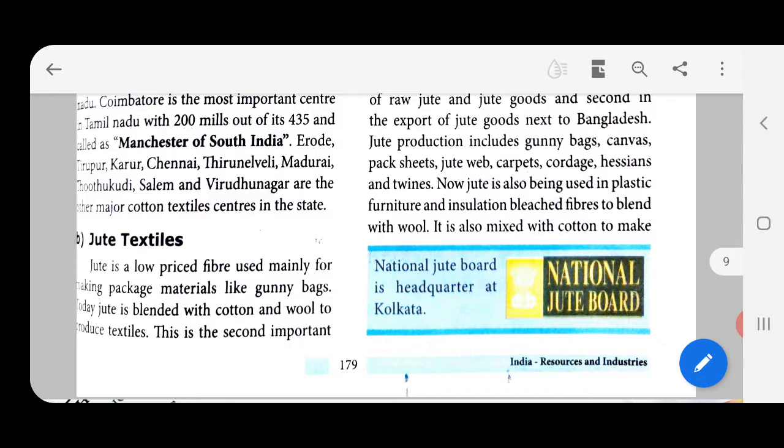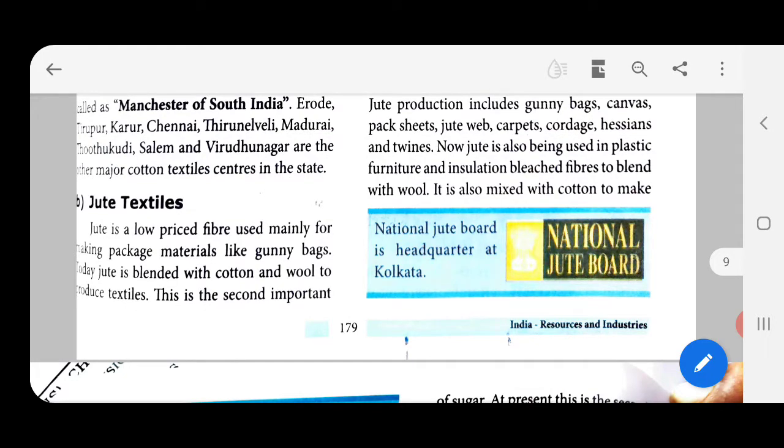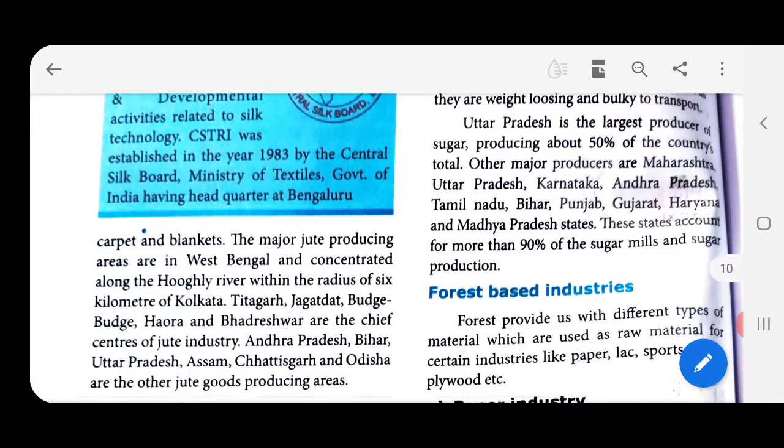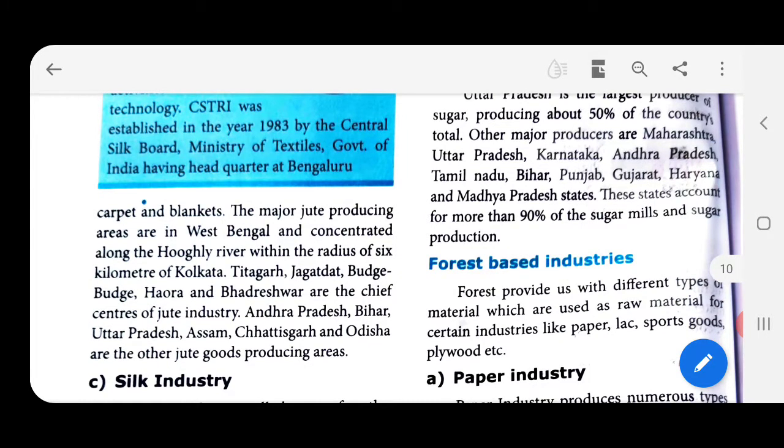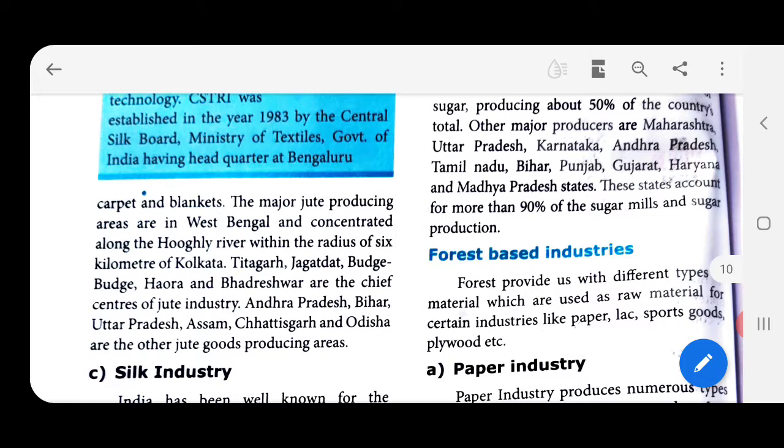Now, jute is also being used in plastic furniture and insulation, and bleached fibers to blend with wool. So, bleach is the coloring that they give. It is also mixed with cotton to make carpet and blankets. You know what is the difference between carpet and blanket, right?